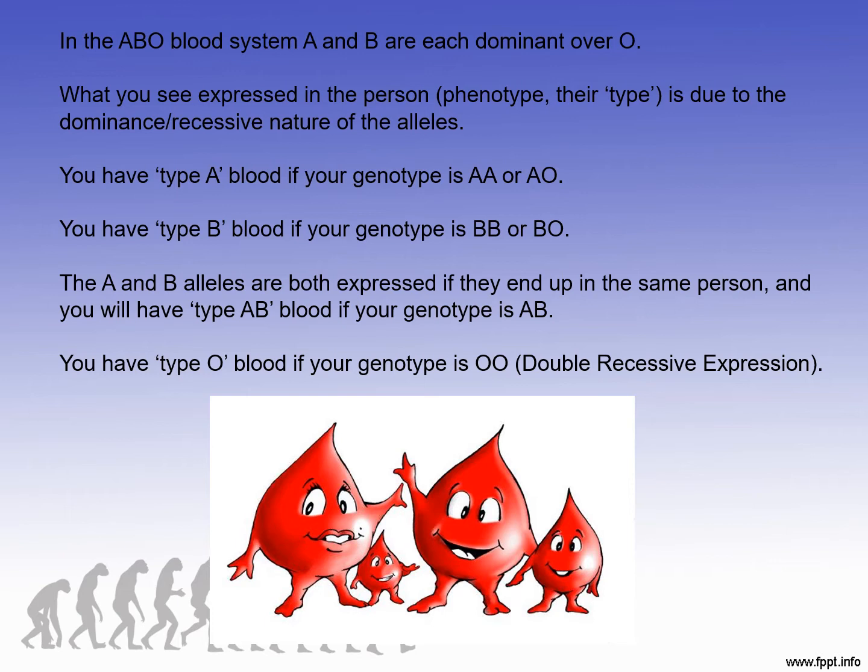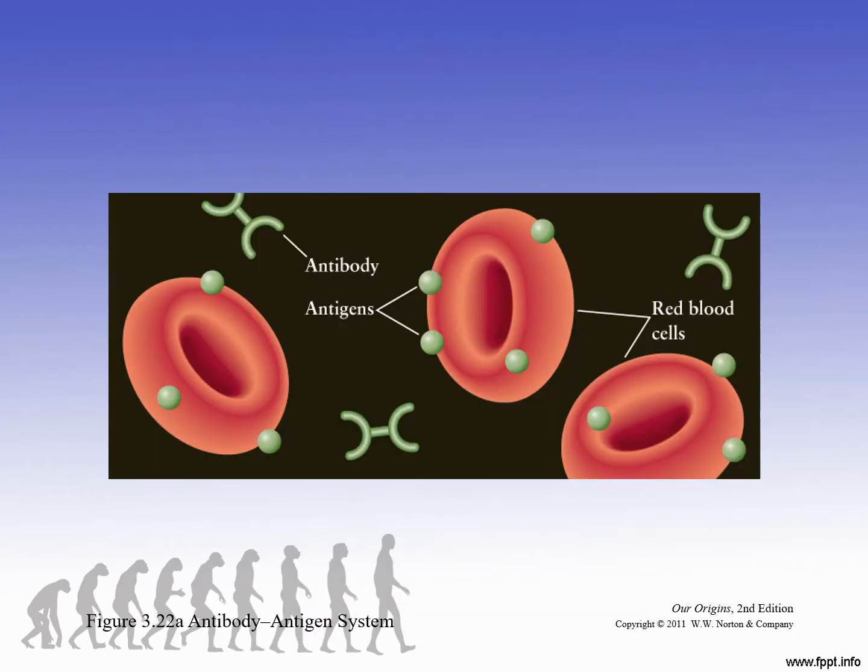In the ABO blood system, just remember that A and B are each dominant over O. So what you see expressed in the person, their phenotype, is due to the dominant recessive nature of those alleles. So if you have type A blood, your genotype is either 2 A's or an A and an O. Type B blood, it's either 2 B's or a B and an O. If you have type AB blood, you inherited both the A and the B alleles, right? If you have type O blood, you inherited the double recessive condition, having an O allele from each parent.